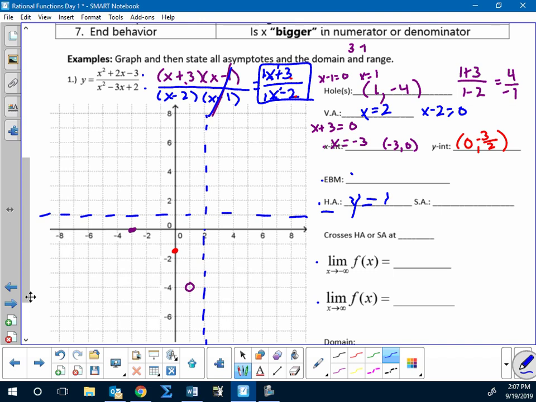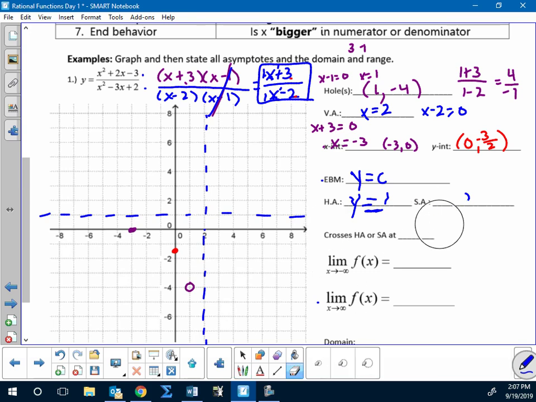If I divided x over x, they would cancel. So your end behavior model is y equals c. If you have a horizontal asymptote, you can't have a slant. You can only have a slant asymptote when it's top heavy. So these two kind of go together. If you have one of them, you cannot have the other.